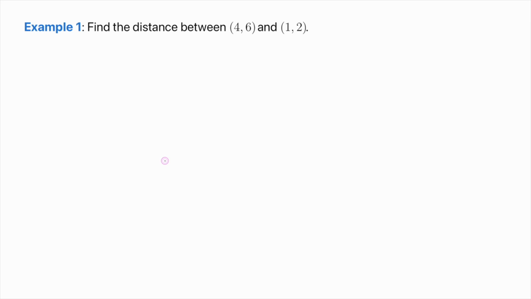In this video, I'm going to show you how to calculate the distance between 2 points. I've got an example here. Find the distance between the points (4, 6) and (1, 2).